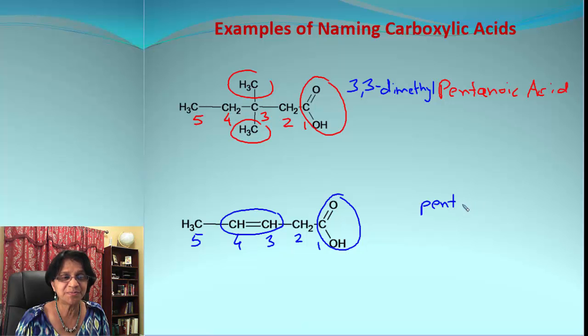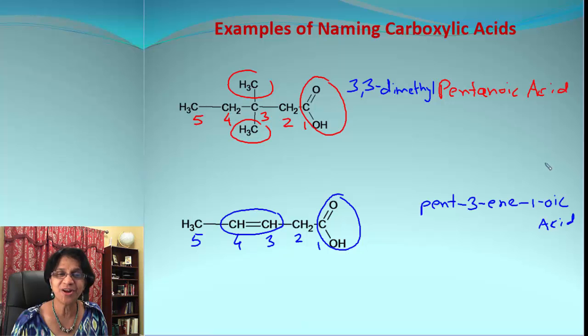But if it's pentene, that indicates it's a double bond. The double bond begins at position 3. So we can say pent-3-ene, and at position 1 we got the carboxylic acid, so it is 1-oic acid. So there you go. So that seems pretty easy, right?